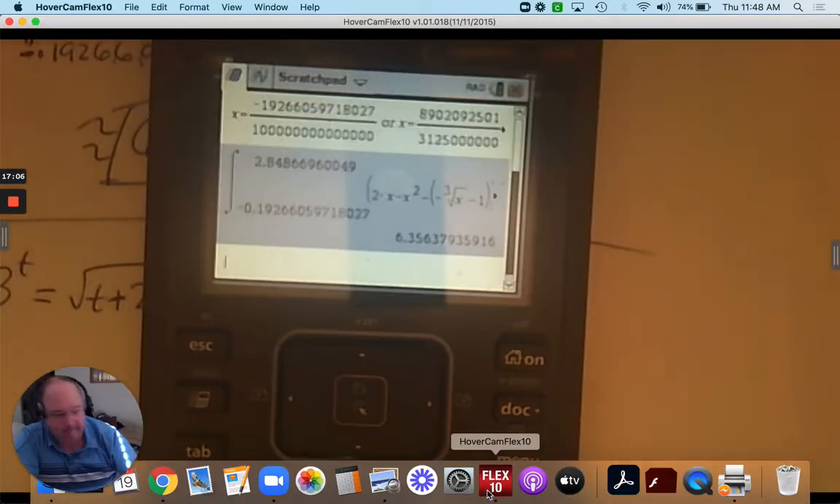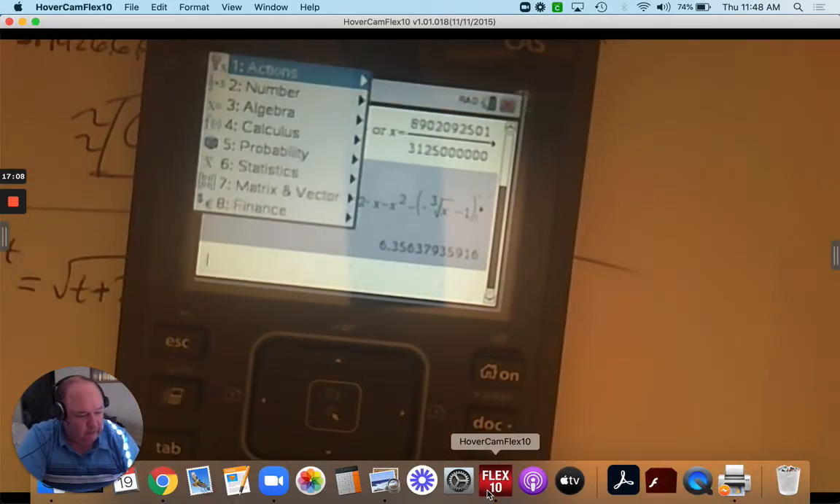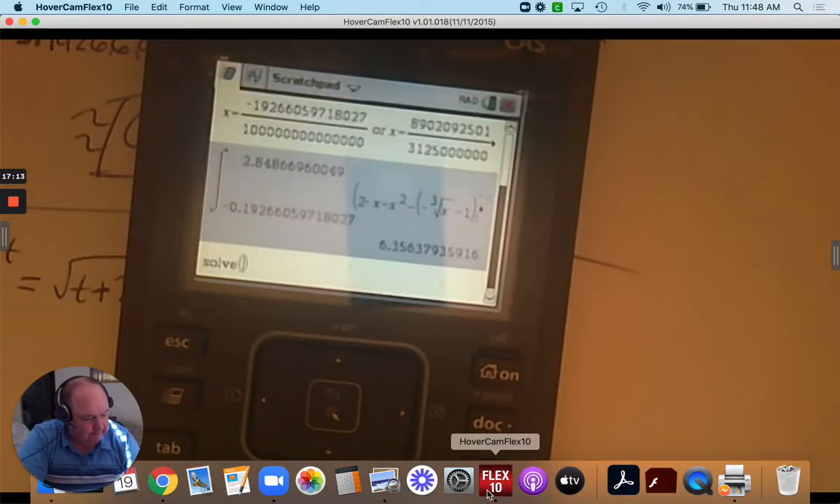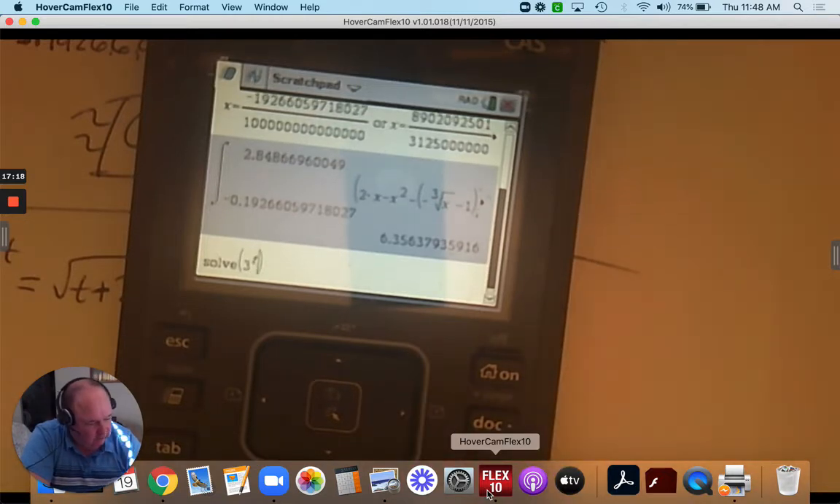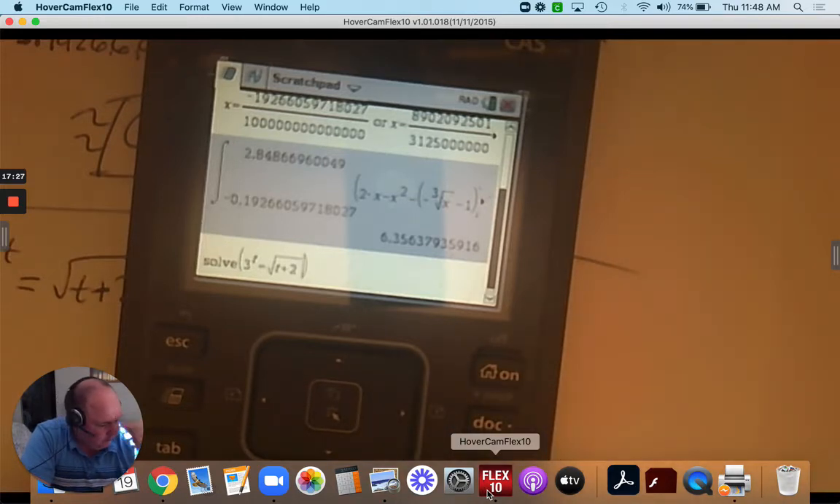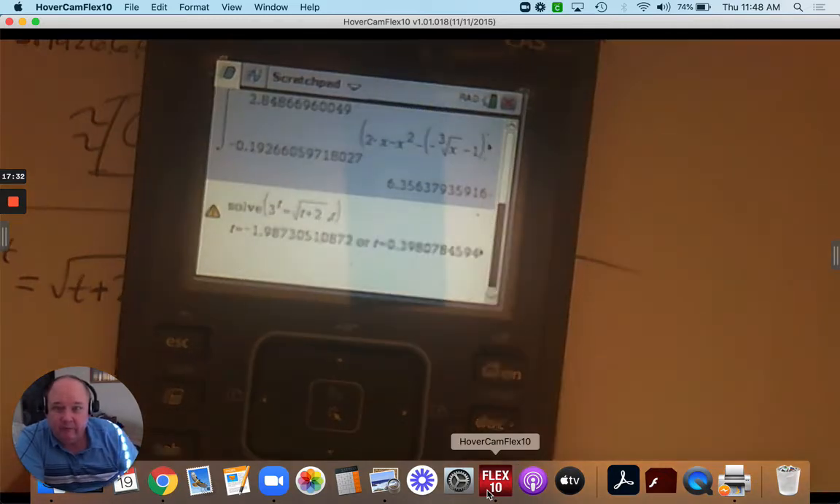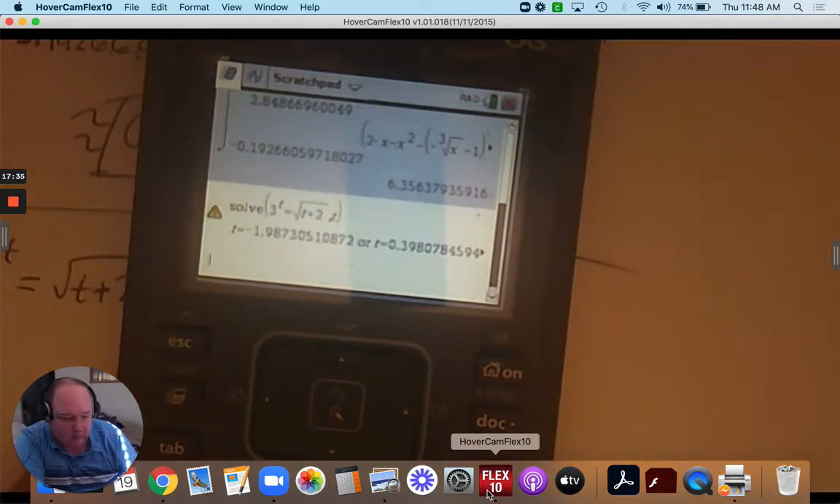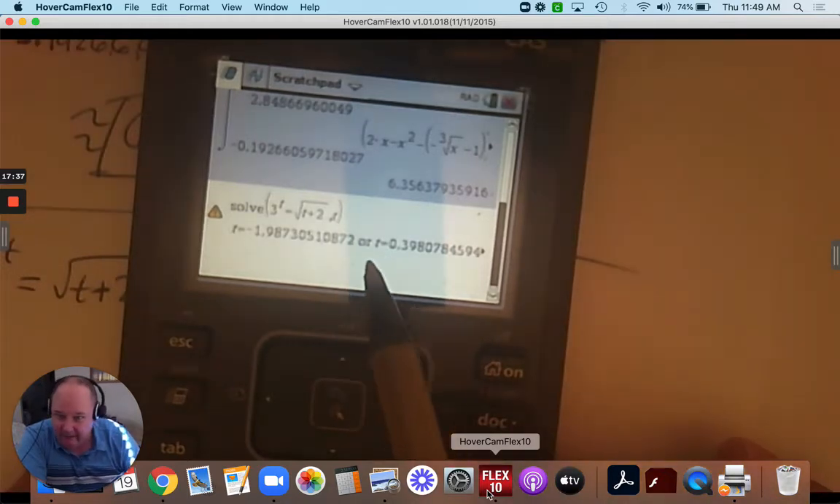There it is. So I'm going to press menu, solve, or menu, algebra, then solve, and I'm going to type it in. So 3 to the exponent t equals the square root of t plus 2. Move the cursor, comma, t, and then Control Enter. So those are my upper and my lower. And I want that to stay in my calculator so I can copy paste if I need to.